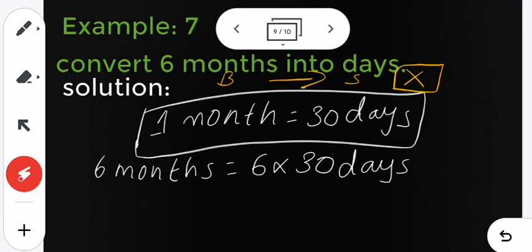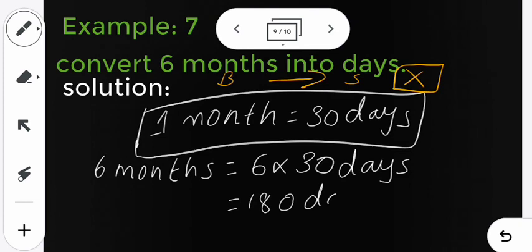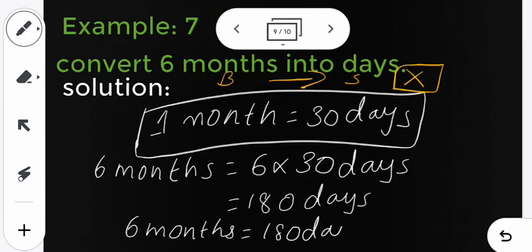Now multiplying by 30, here 0 is there, ignore the 0, only take the number. So 6 and 3 we have, you multiply 6 and 3, 6 threes are 18. So here it will be 18 and you have ignored 1 zero, so insert it at the back. So 180 days. So 6 months equal to 180 days. So this is the answer.